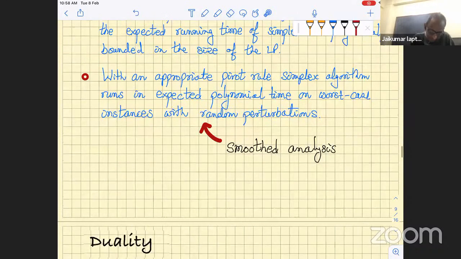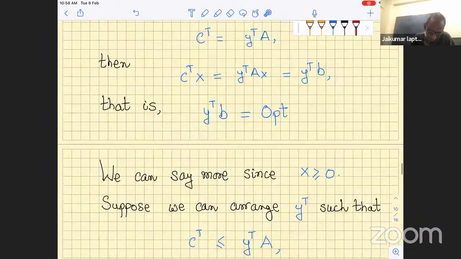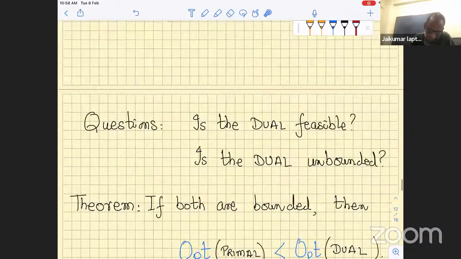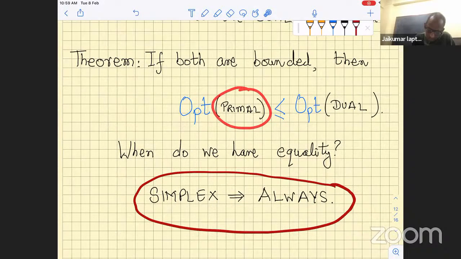After this, I was planning to do duality and show the strong duality theorem as a consequence of simplex. Many of you know that the dual program, when the primal is a maximization, forms an upper bound for the primal. And actually, if both are feasible, there is an equality here. Proving this equality is called the strong duality theorem.